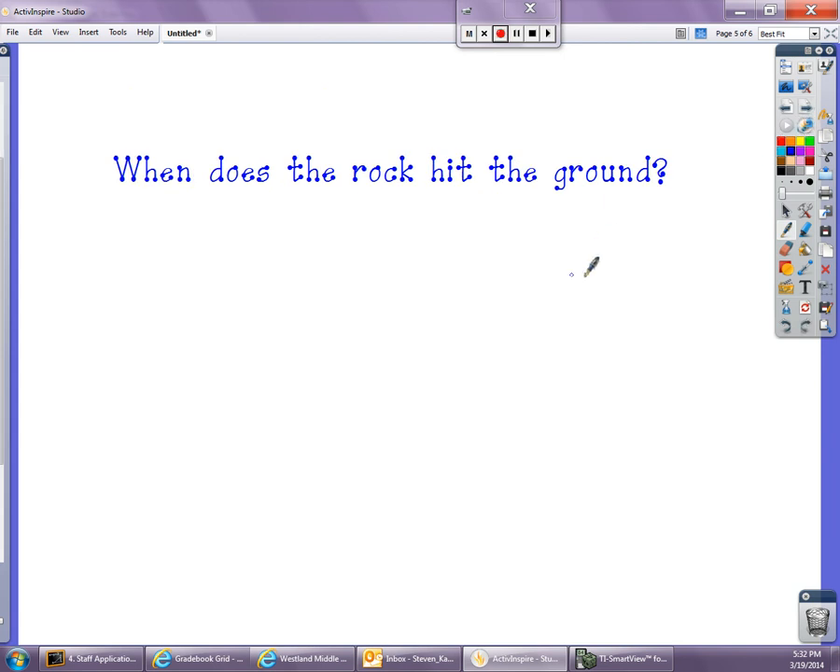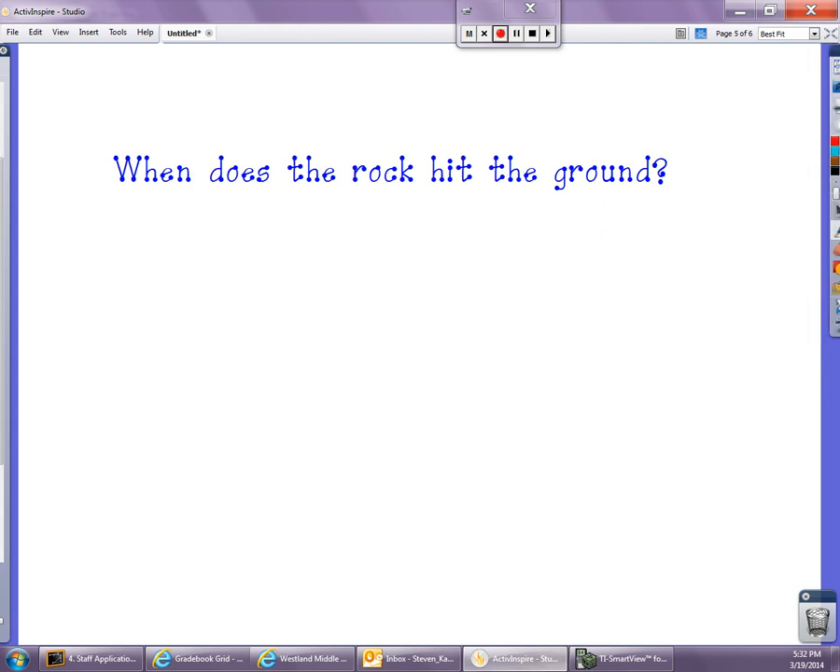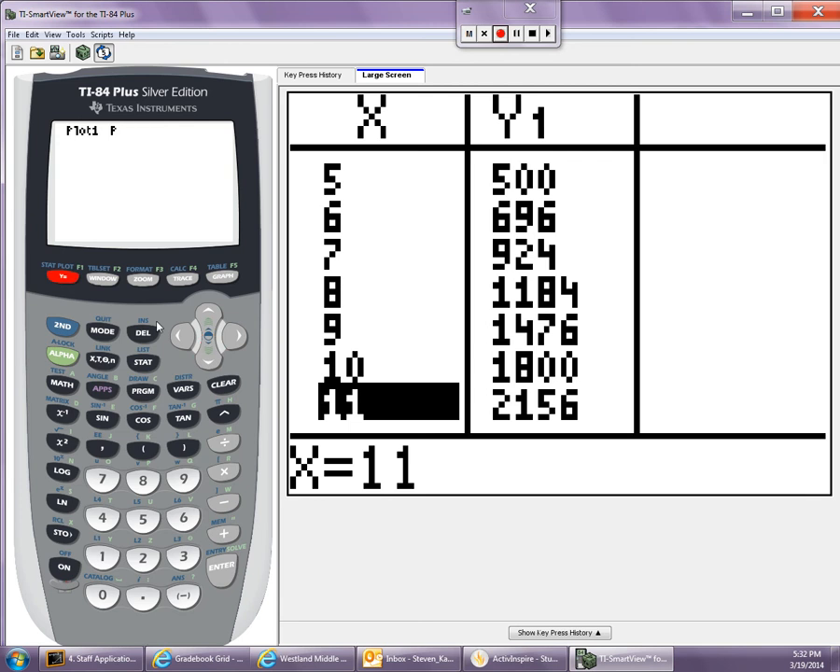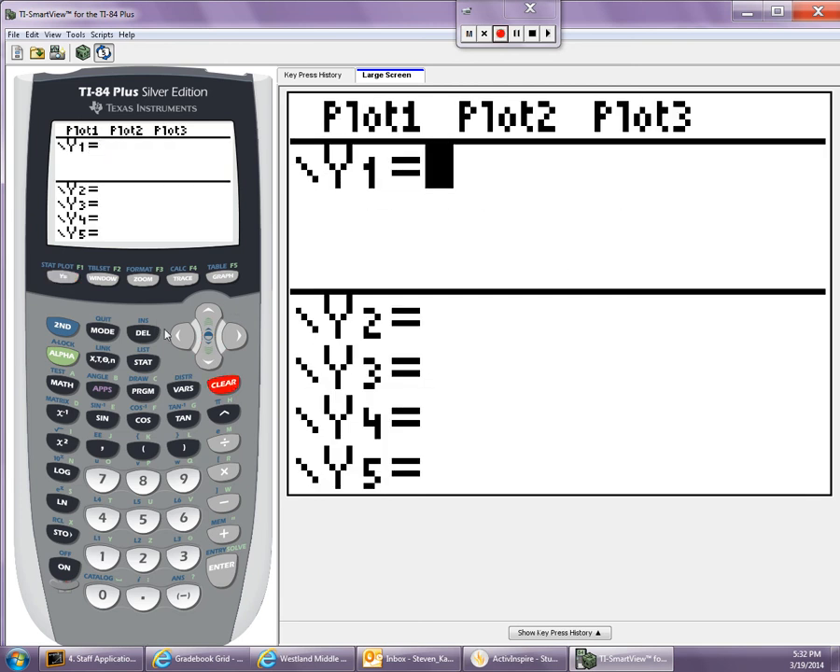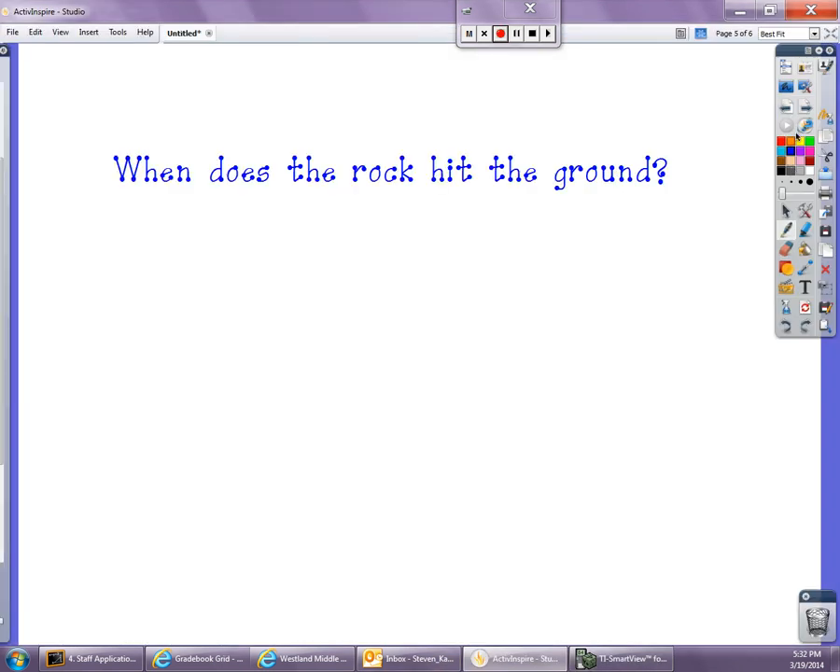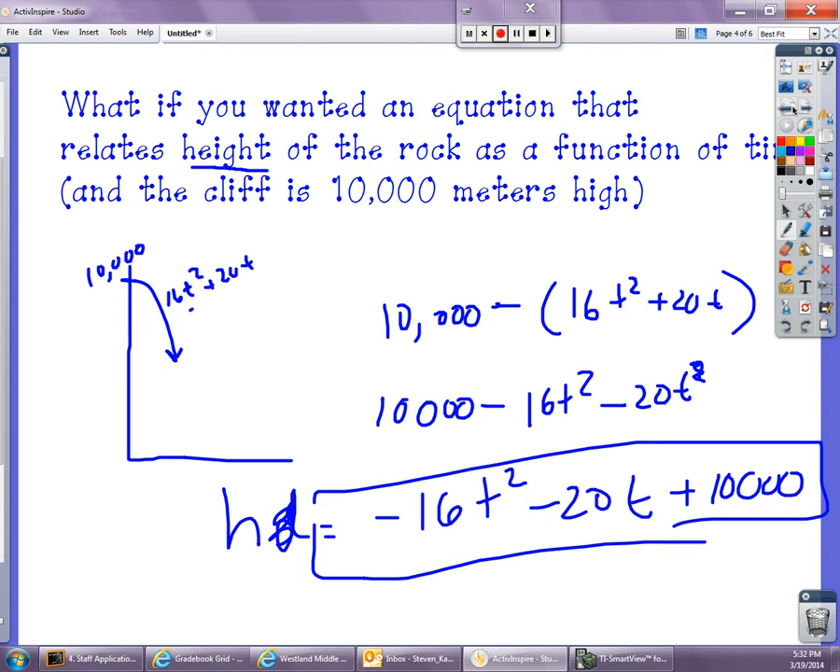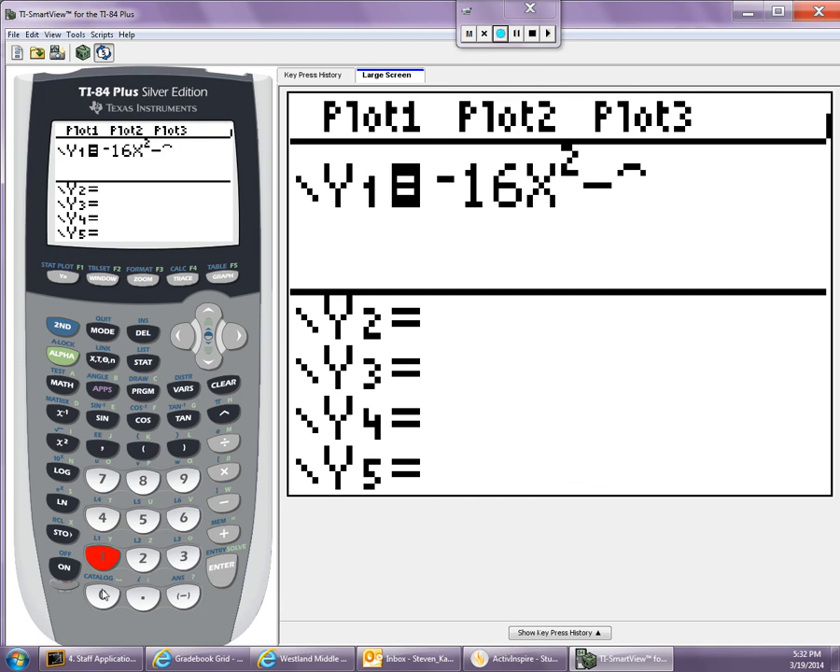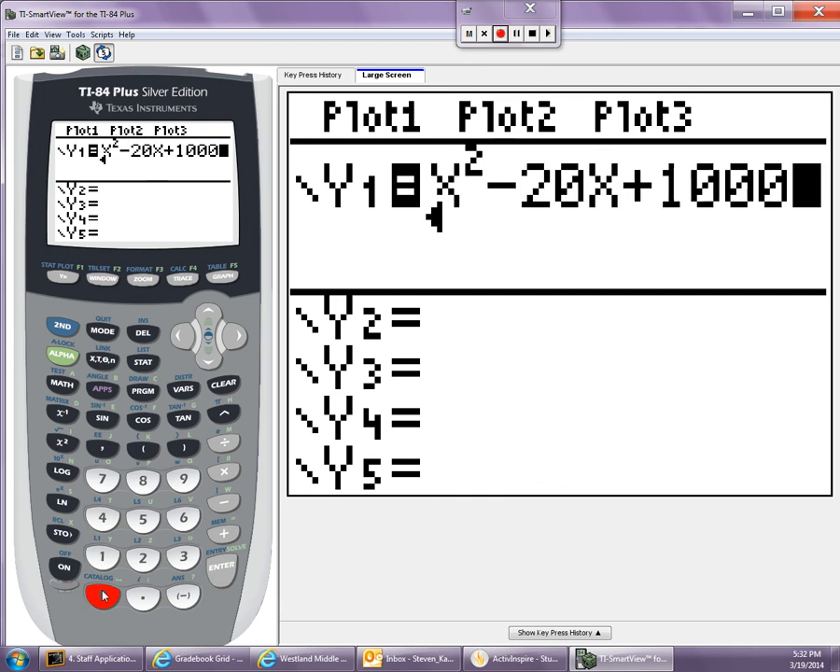So the last question is, when does that rock hit the ground? Well, we're going to plug our new equation into y equals. So remember, it was negative 16x squared minus 20x, and then plus 10,000. Remember, when the rock hits the ground, the height of the rock would be 0.